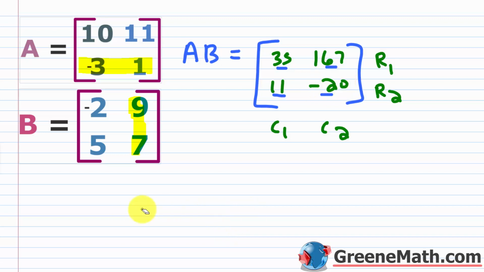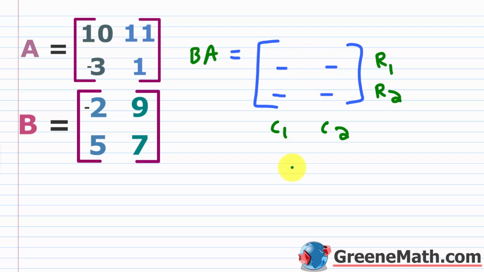If you want to flip this around just for practice and do BA, okay? Again, it's going to be the same size, but the way that you calculate it is going to be different because B is now first. So if I think about the row 1, I've got to think about the row 1 from B. So this row here, and column 1 is going to be from A, okay? So I want to find the product of this row vector times this column vector. So negative 2 times 10 is negative 20. Then plus 9 times negative 3 is negative 27. Negative 20 plus negative 27 is going to be negative 47.